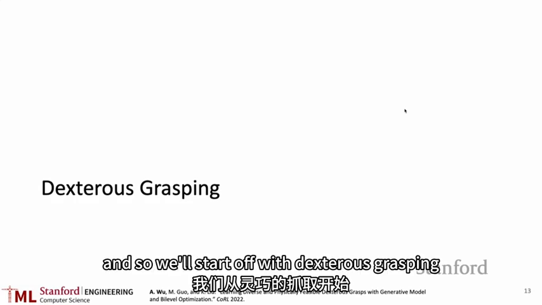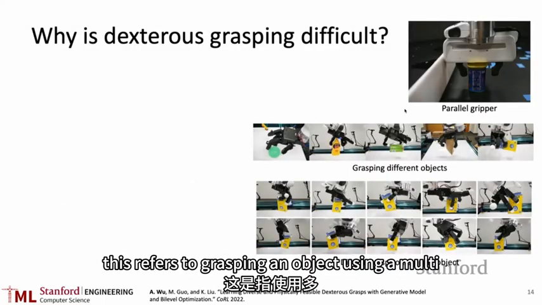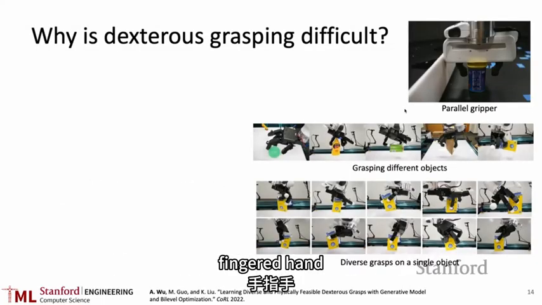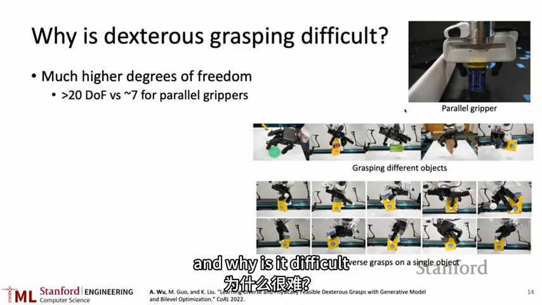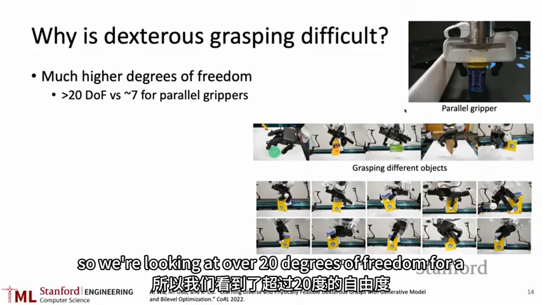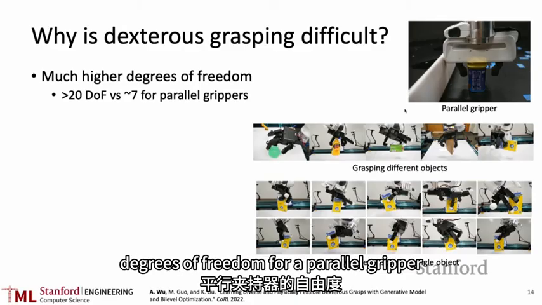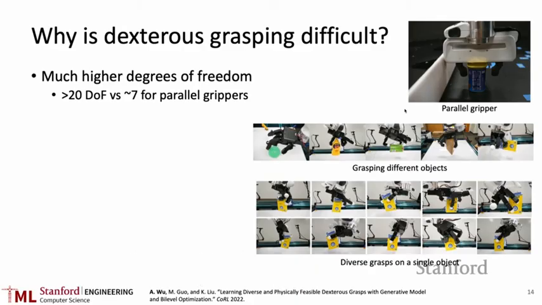And so we'll start off with dexterous grasping. What is dexterous grasping? This refers to grasping an object using a multi-fingered hand. And why is it difficult? A dexterous multi-fingered hand has way higher degrees of freedom compared to a parallel gripper. We're looking at over 20 degrees of freedom for a fully actuated four-finger hand, versus approximately 7 degrees of freedom for a parallel gripper.